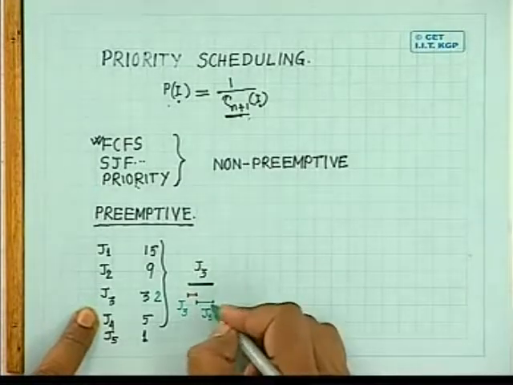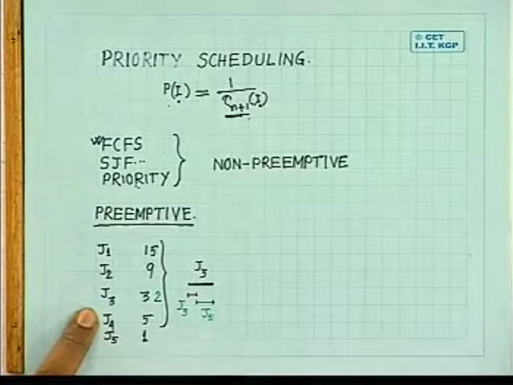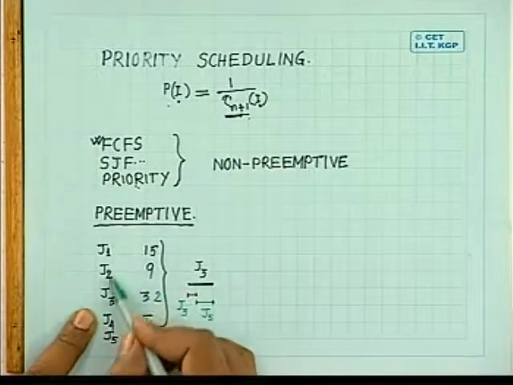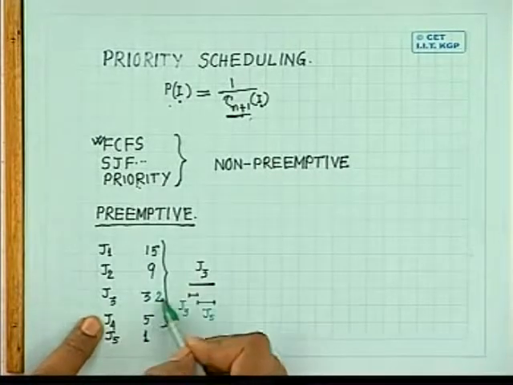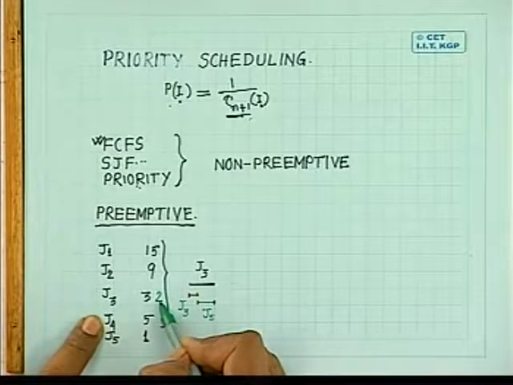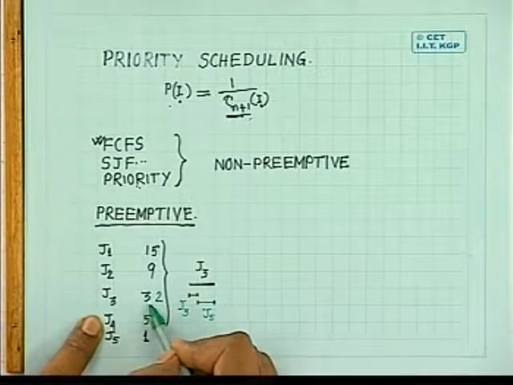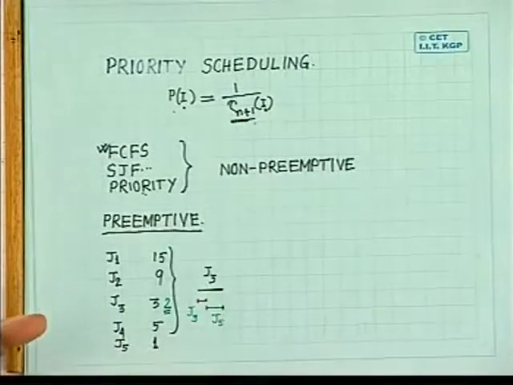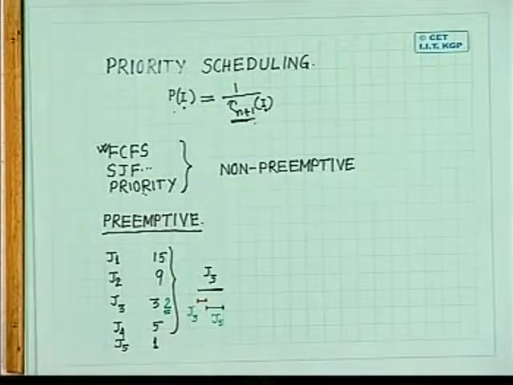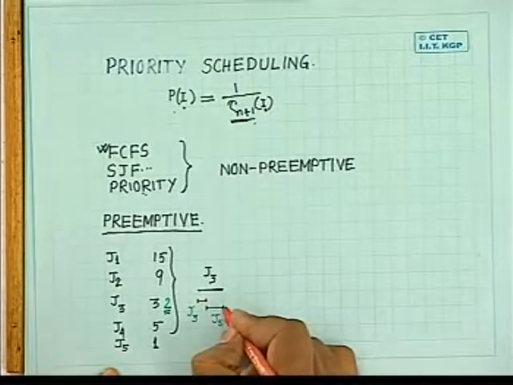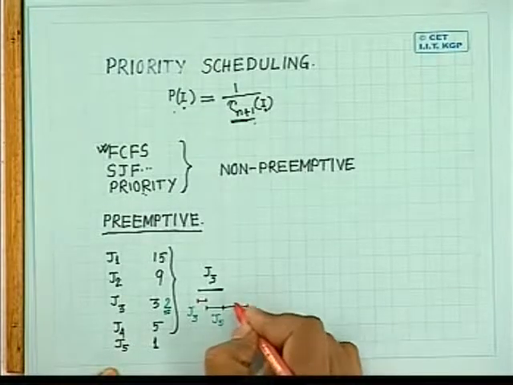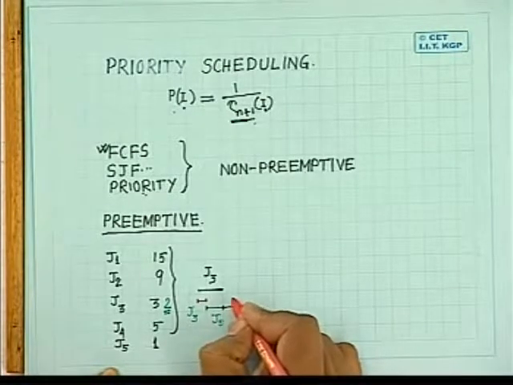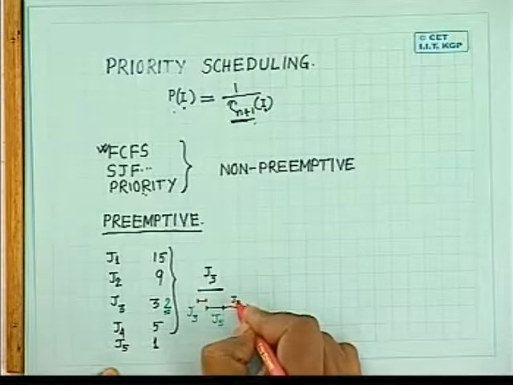So, at this point, when job J5 is complete, again I have to check the ready queue and find a job with minimum time requirement. Here you find that it is again job J3, which requires 2 time units. So, I will allocate job J3 for execution, and it will be executed for the remaining 2 time units of the CPU burst.